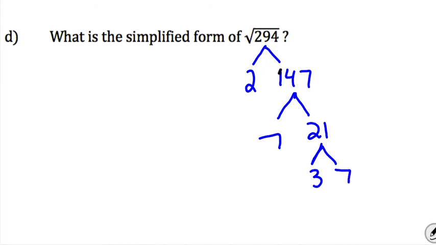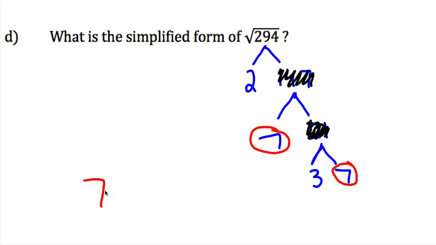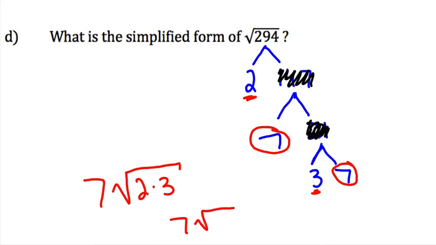I forgot to scribble out my numbers, so I'm going to come back and scribble out the 21 because we broke that down further. So what are my pairs? Well, I have a pair of 7s. So the 7s both come out of the square root. Whatever is left over stays underneath and gets multiplied back together. So square root of 2 times 3. Multiply those numbers together, 2 times 3. Bring that 7 down first. 7 square root of 6. So there's your final answer for example D.